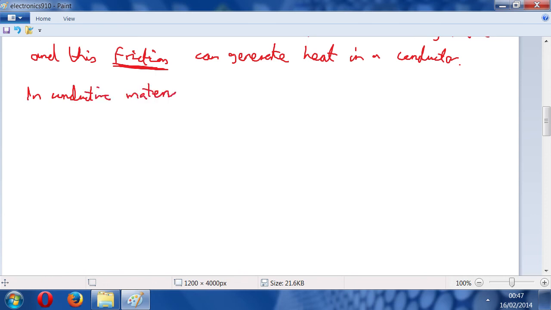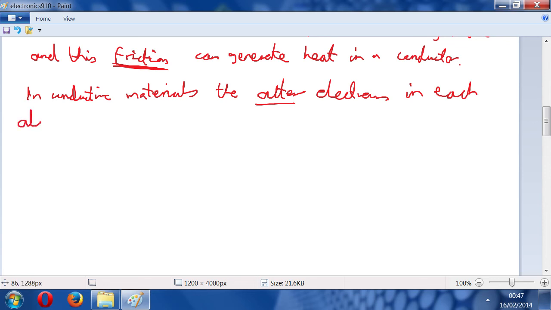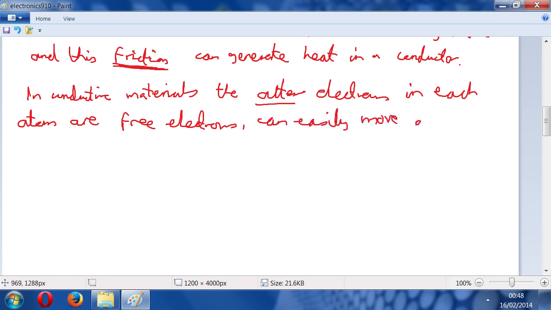In conductive materials, the outer electrons, remember they're on the left-hand side of the periodic table, in each atom, the free electrons can easily move around. These are just self-contained sentences. Also, all metals, I'm not sure I actually explicitly said this, are electrically conductive.